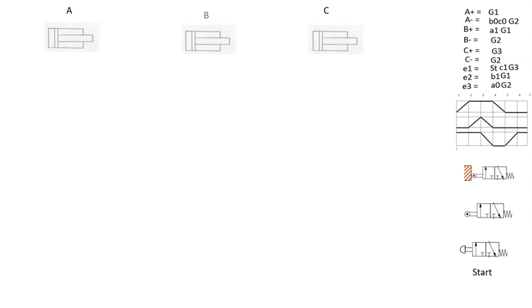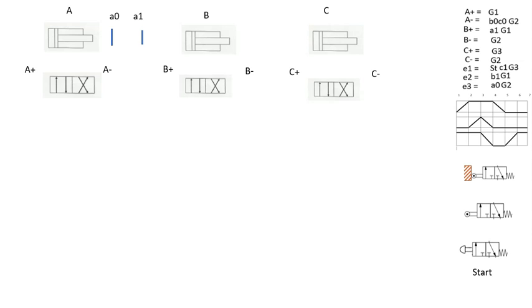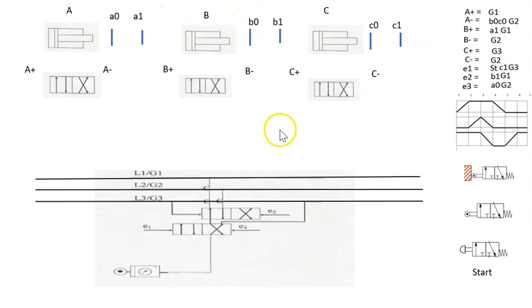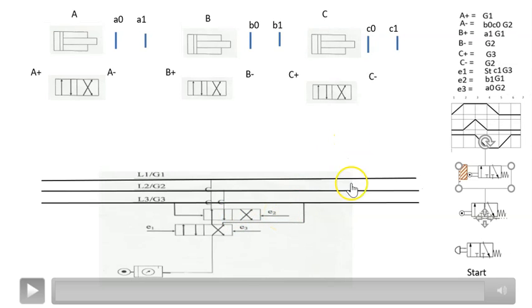So let's draw the pneumatic circuit. We need 3 cylinders, A, B, C, and we have 3 DCVs. And label all the DCVs. And then don't forget the locations for the cylinders: A1, A0, B0, B1, C0, C1. And the template that we're going to use is the template with 2 DCVs, until E3. So let's start.